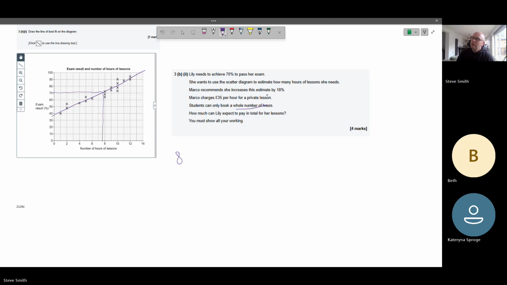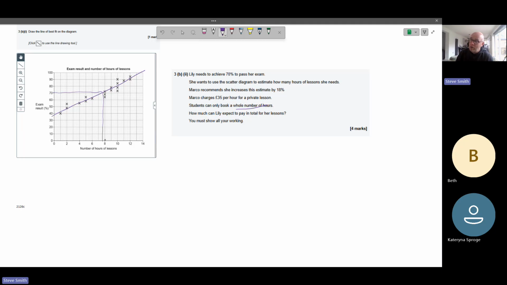But I'm going to increase it by 18%. So if we go down, take that out. We're going to look at our number is 7 on, right? So do we do it now or do we do it in a minute? She wants to use Marco recommends increase this by.